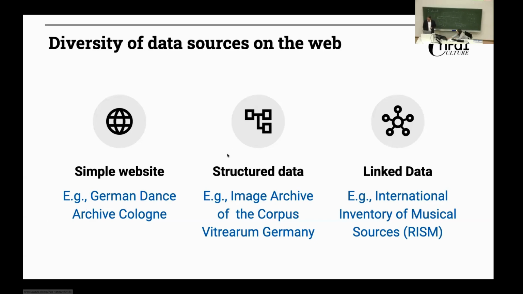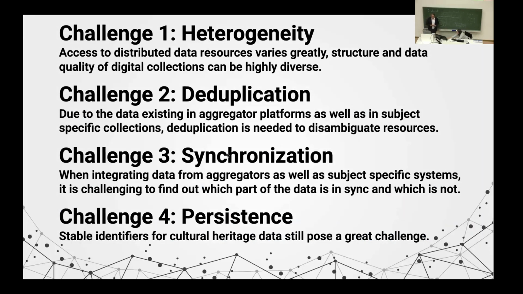So, and hang on. I'd say we have at the moment four challenges if we want to, in a way, bring data into a federated research data infrastructure like a knowledge graph. We have heterogeneity, so distributed data resources vary greatly in structure, and collections are highly diverse. And if you think of what we've seen on the European level, you have aggregations from local to European level, you will duplicate data.